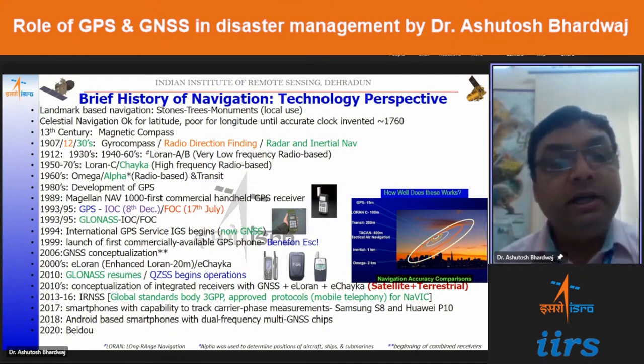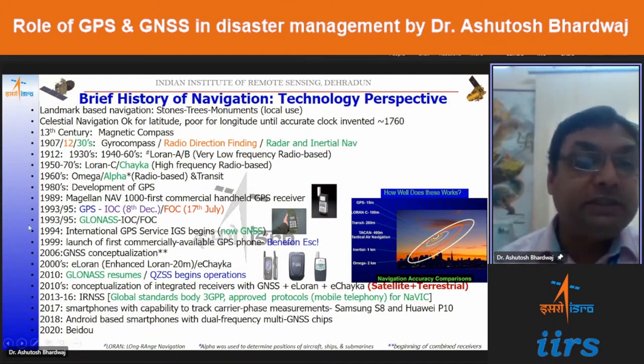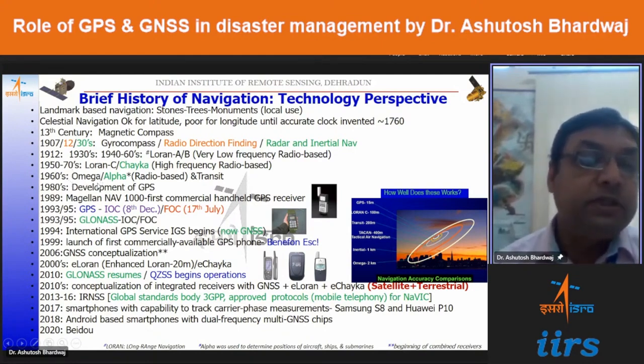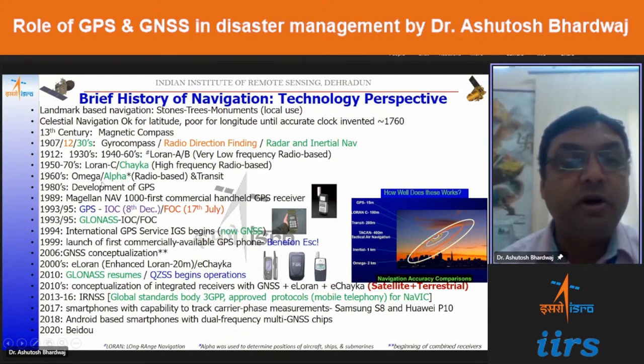Then in the later stage, Omega and Alpha systems. So Omega was the first terrestrial tower-based navigation system, which was developed by the USA and its friendly countries. So we have to know that there is a tower-based system which works all over the globe with the help of the US and the friendly countries, and a similar system which is called Alpha. It was also developed by Russia.